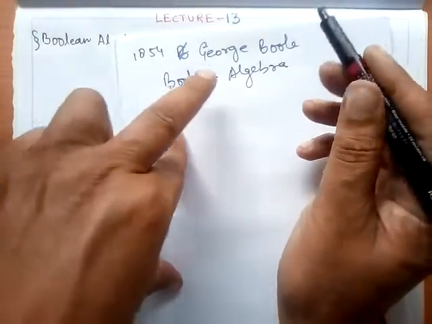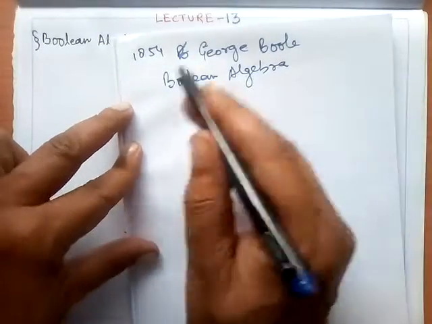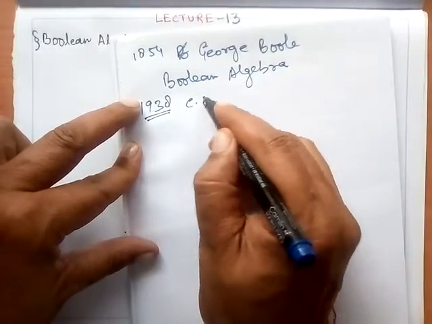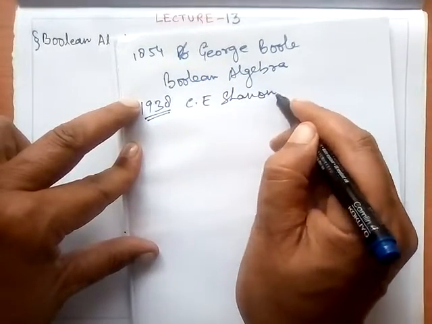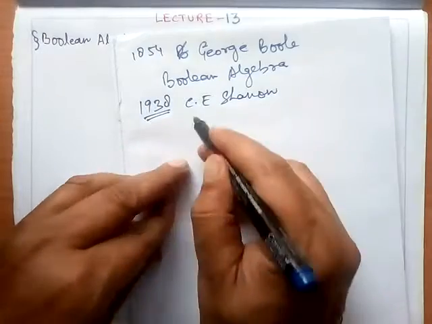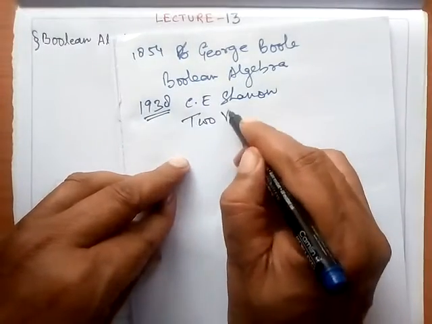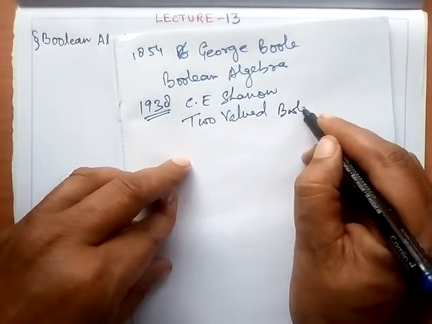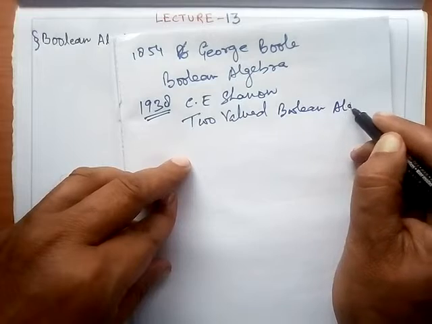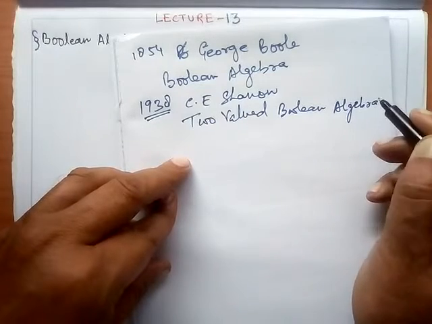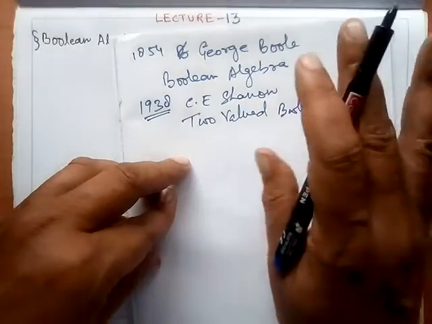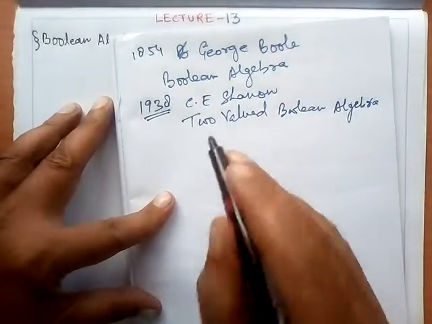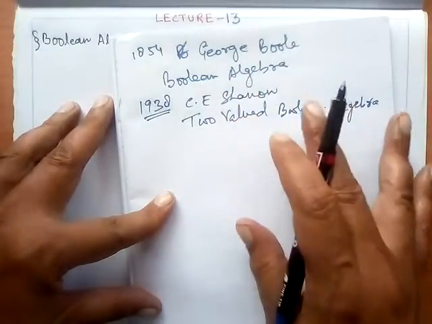And later on, after a few modifications, somewhere in 1938, there was one more mathematician named C.E. Shannon. He developed a two-valued Boolean algebra, which is now very useful in all the digital circuits, especially in terms of electronics and for computer engineers, I can say. So when I talk about the two-valued algebra, just try to understand what algebra is.